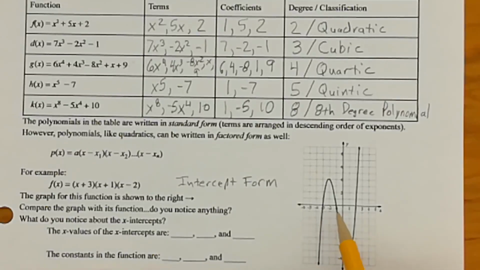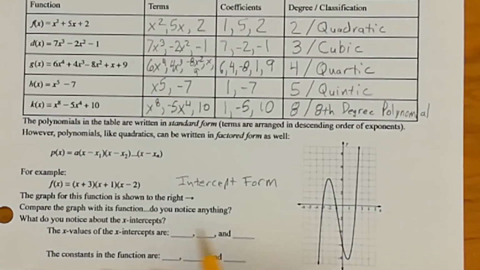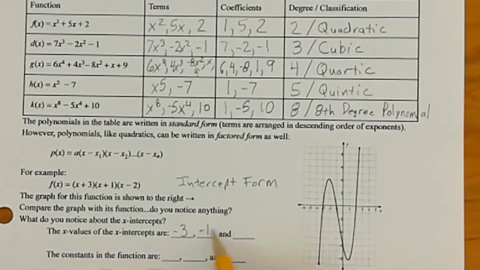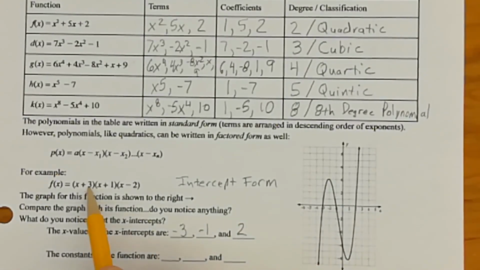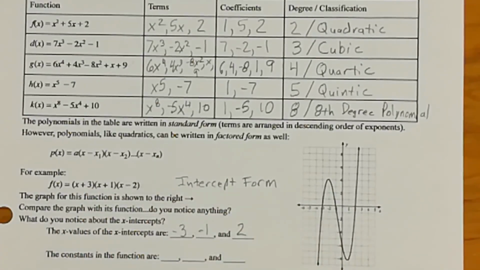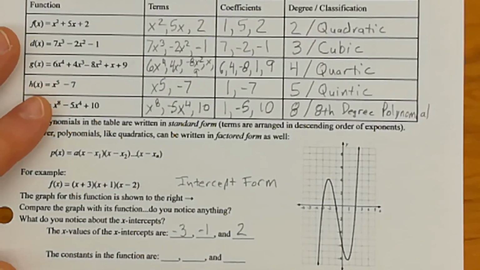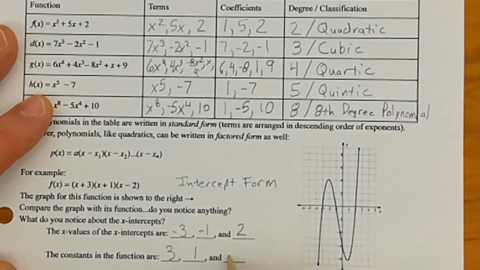So looking at the x-intercepts here, we have -3, -1, and 2. I misspoke earlier. They're actually the opposites of these. These are not the x-intercepts. It's actually the opposites of those. We'll talk about why that is soon. The constants in the function are 3, 1, and -2.